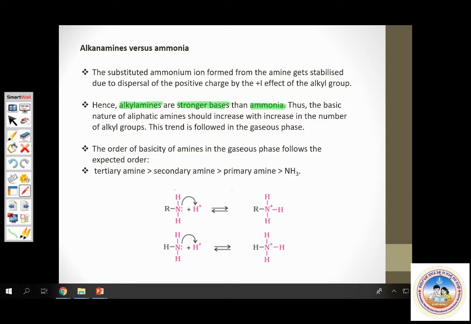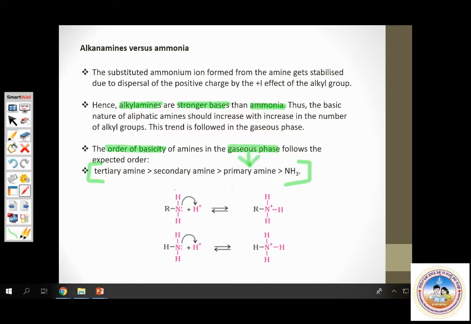Then you need to know the order of basicity of different amines, primary, secondary, and tertiary, in gas phase. Gas phase in order, okay? The correct order is tertiary amines more basic than secondary amines. Secondary amines stronger than primary amines. Primary amines stronger than ammonia. This is the order. But remember, this is only for gaseous phase.